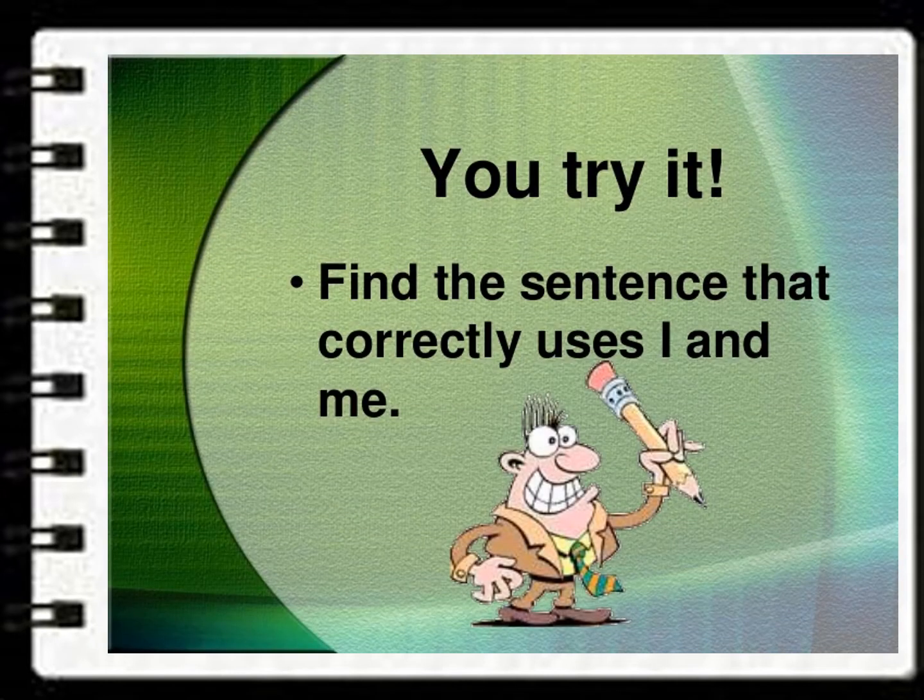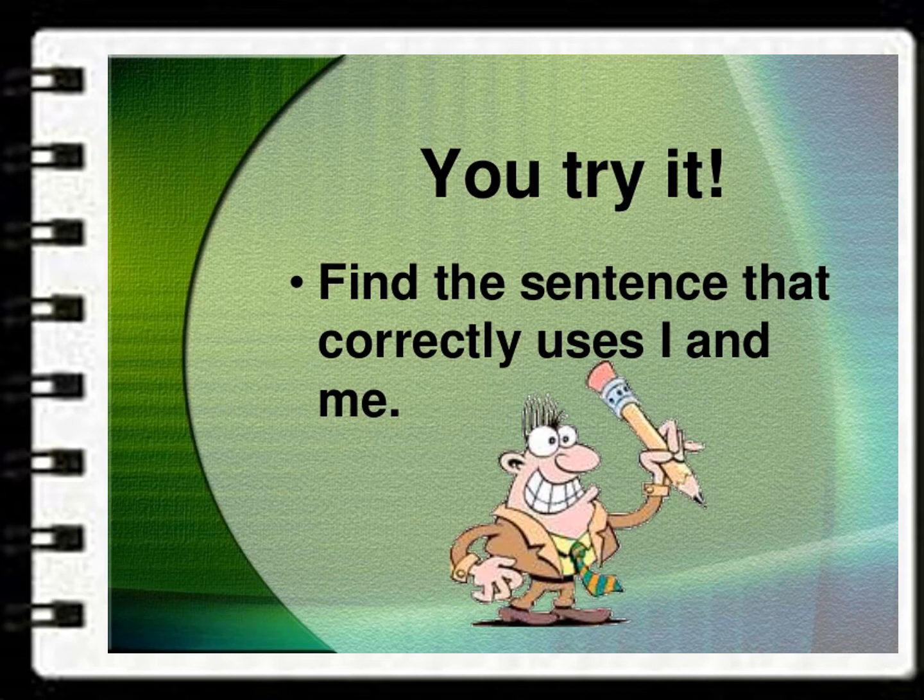You try it. Find the sentence that correctly uses I and me. Which sentence is correct? I worked for hours or me worked for hours? Can you guess? Correct. I worked for hours. You use I as the subject. I worked for hours. We use I. Let's take another example.